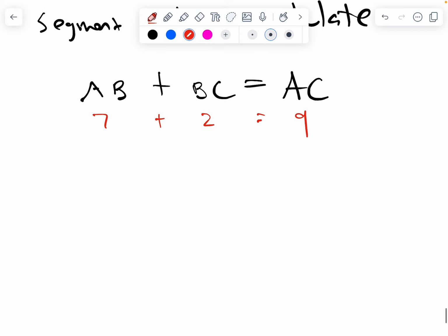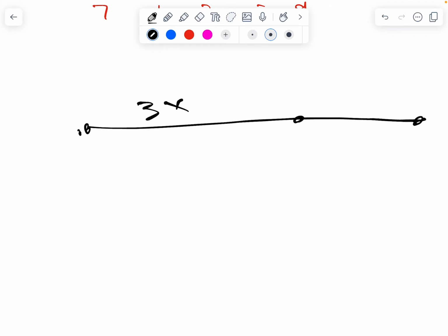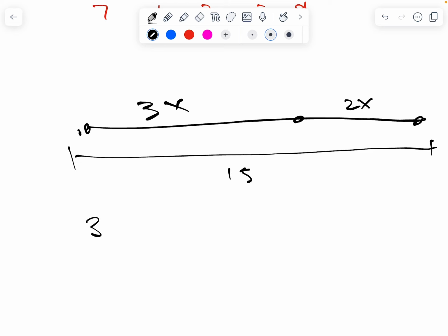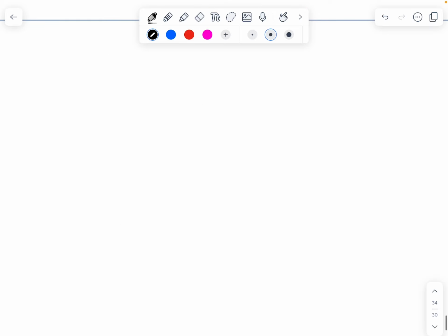Okay, and you're going to see this, just for fun, they like to mix in a bit of algebra here. So you're going to see something like this. It's going to say something like 3x, and it's going to be 2x, and then the whole thing they're going to say is 15. And so you set up something like this. You're going to say 3x plus 2x, that chunk plus that chunk adds up to be that chunk 15. And now you combine like terms, and then you get x is 3, and that's kind of what they're looking for on those guys. Okay, now that's the segment addition.